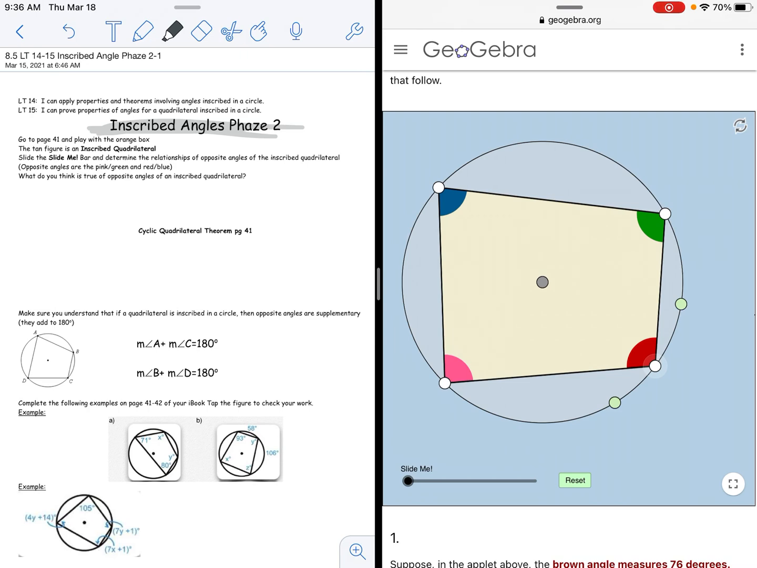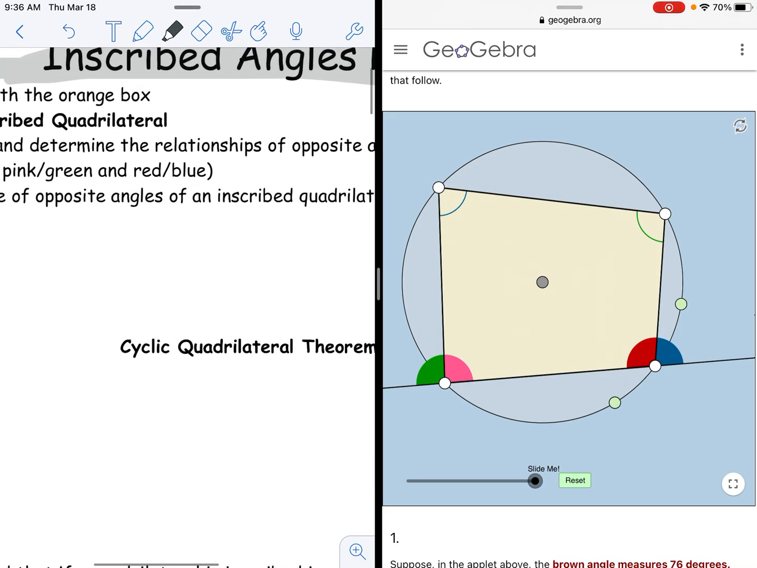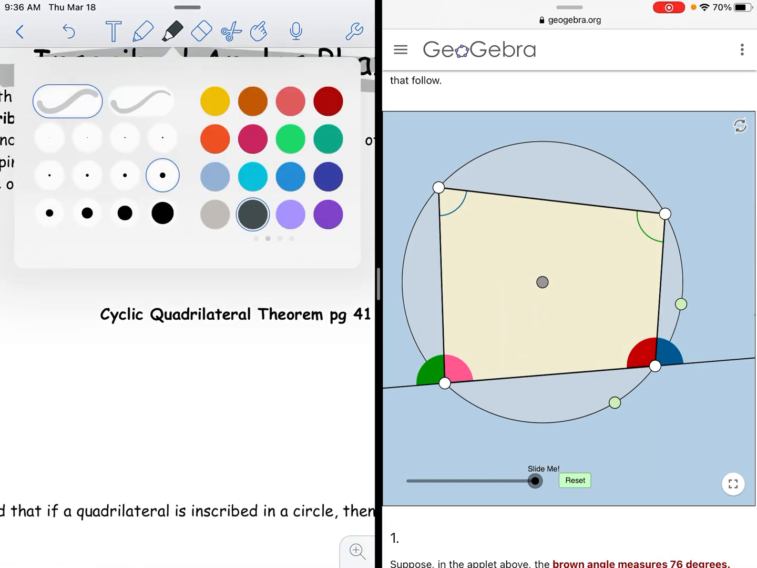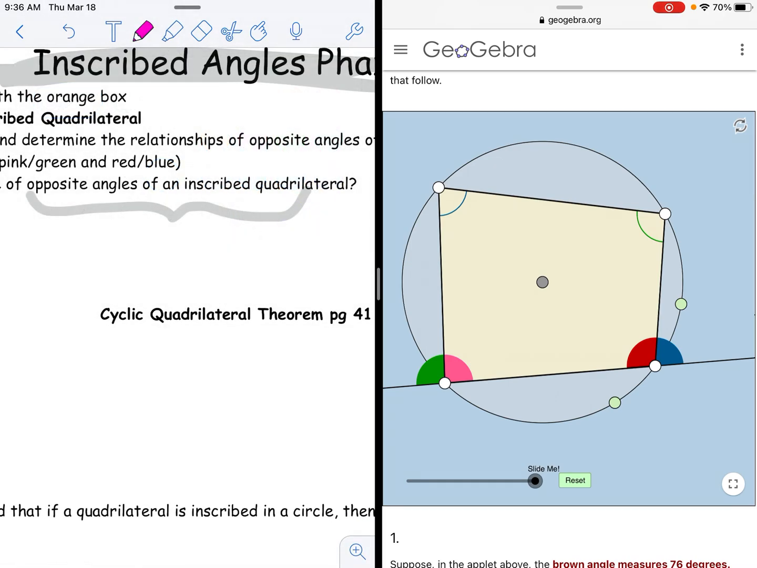So what do we think is true? What's the relationship between the green and pink angles, or the blue and red? That's what we're investigating. There's a specific relationship, and we could do a two-column proof if we wanted. But notice if I slide these angles together, oh my gosh, they form a linear pair. So what do we think is true about opposite angles in an inscribed quadrilateral? When we push them together they form a linear pair, but because they're not together in their actual spot, they're supplementary. Opposite angles in an inscribed quadrilateral are supplementary.